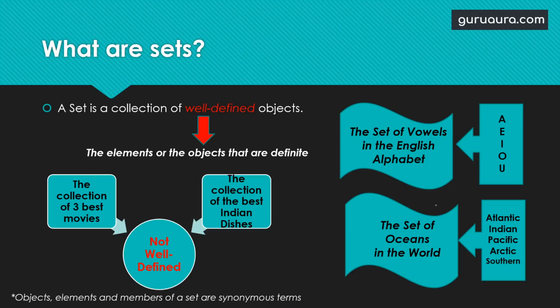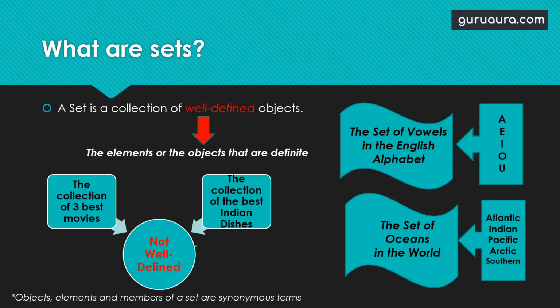Let's take another example. We'll create a collection of oceans in the world. The elements of this set are Atlantic, Indian, Pacific, Arctic and Southern Ocean. Because they are definite for all, we can create a set of it.